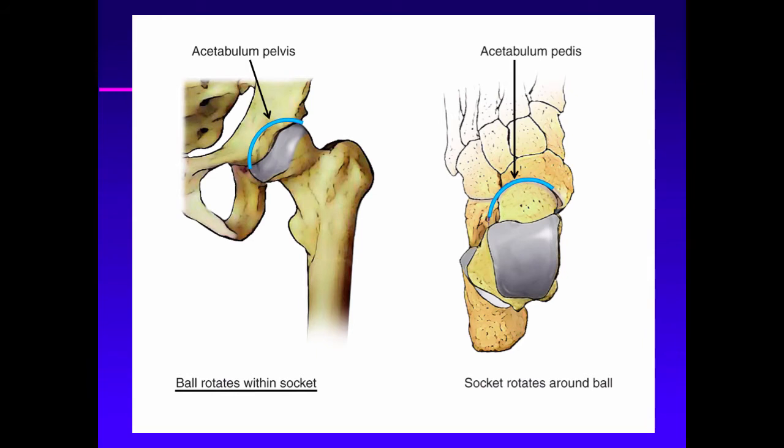At the hip joint, the ball rotates within the socket three-dimensionally. In the foot, the socket rotates around the ball three-dimensionally. I mentioned in a previous talk that the subtalar joint is not a ball and socket, but it shares certain features. At the hip, it's a complete unrestricted full range of motion ball and socket.